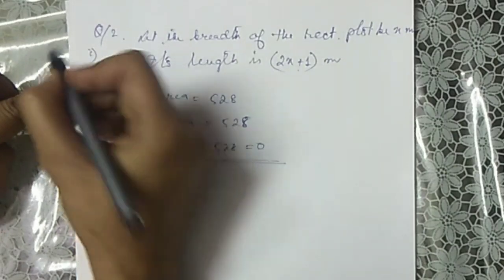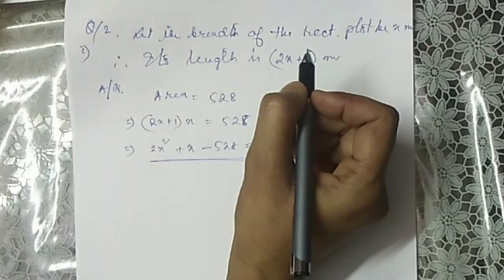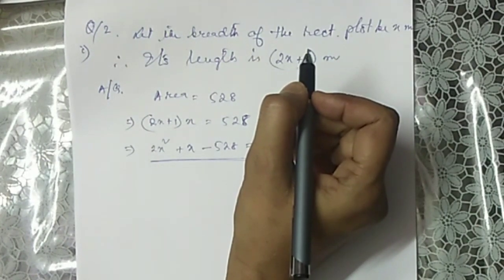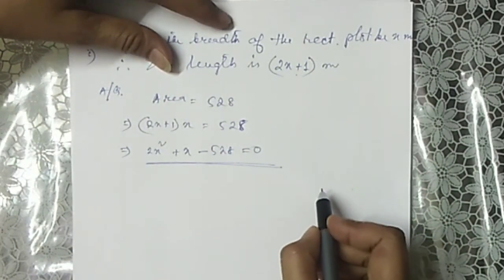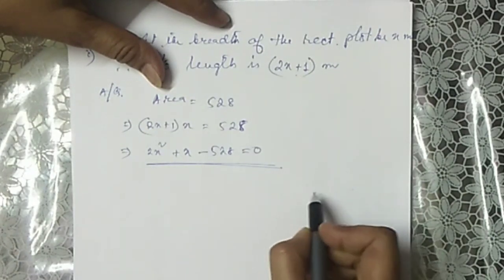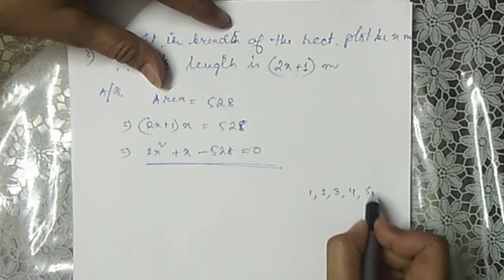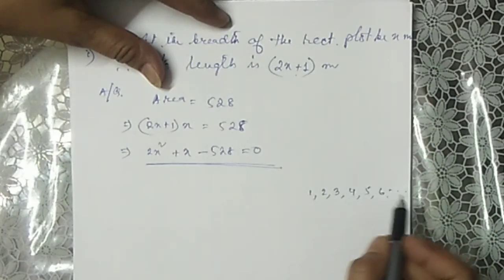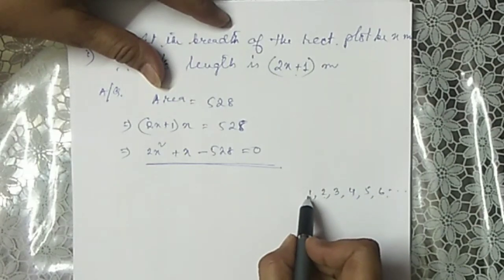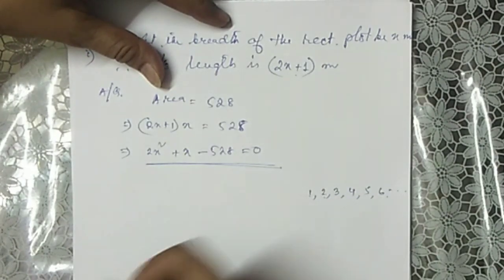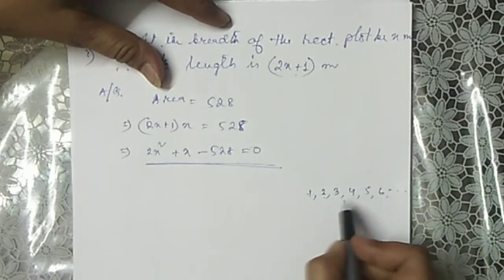Secondly, next question, the product of two consecutive positive integers is 306. Need to find the integers. Now the question is how to get the integers. Integers are consecutive like 1, if you take 1, the other is 2, then the next is 3, then 4, then 5, then 6 and so on. If you consider the consecutive numbers, then always the second number is greater than the previous one by 1. Like 2 is greater than 1 by 1, 3 is greater than 2 by 1, 4 is greater than 3 by 1 and so on.